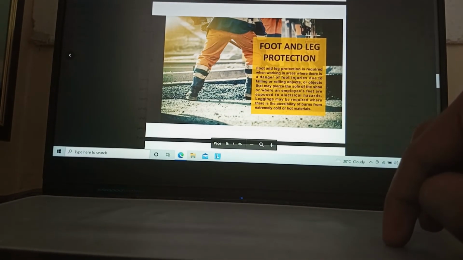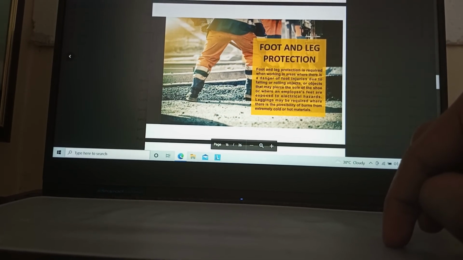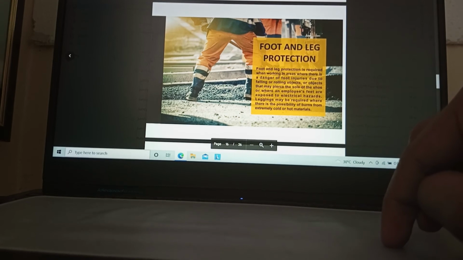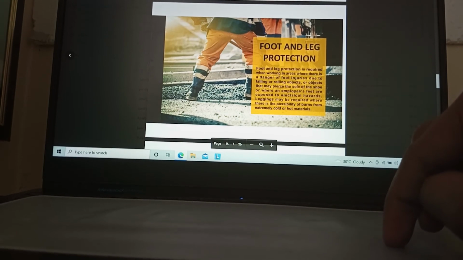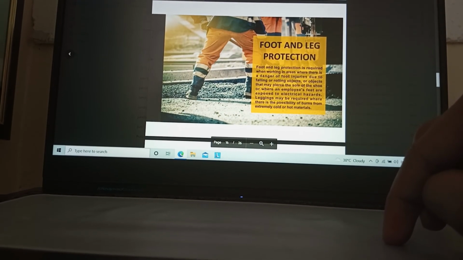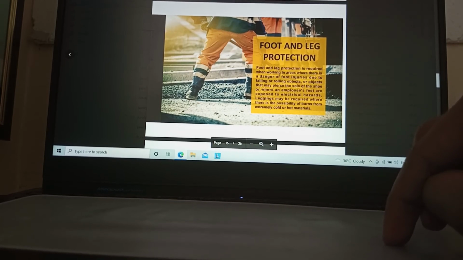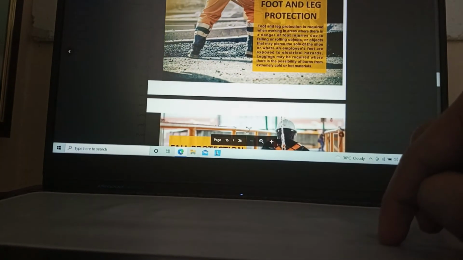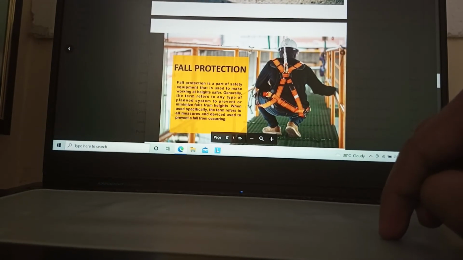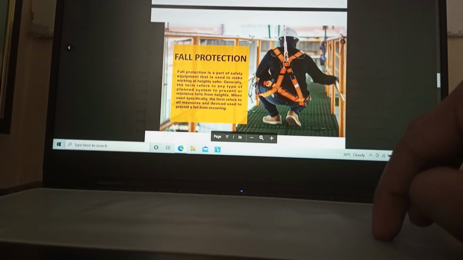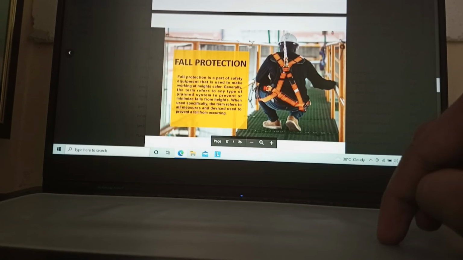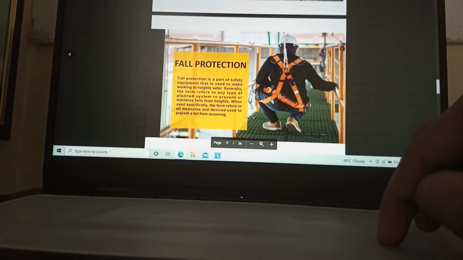Foot and leg protection. Foot and leg protection is required when working in areas where there is a danger of foot injuries due to falling or rolling objects, or objects that may pierce the soles of the shoe, or where an employee's feet are exposed to electrical hazard. Leggings may be required where there is the possibility of burns from extremely cold or hot materials. Fall protection. Fall protection is a part of safety equipment that is used to make working at heights safer.